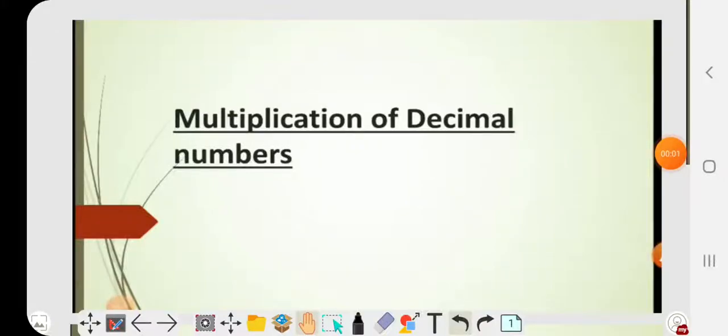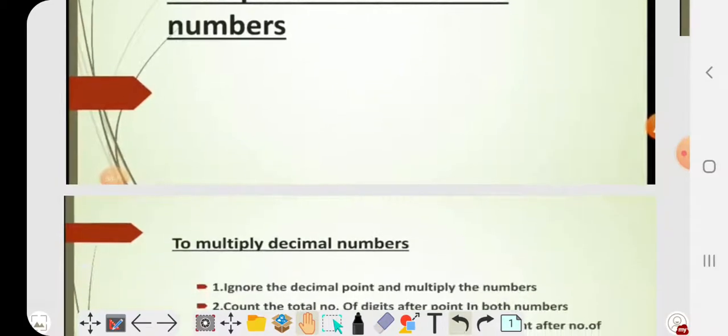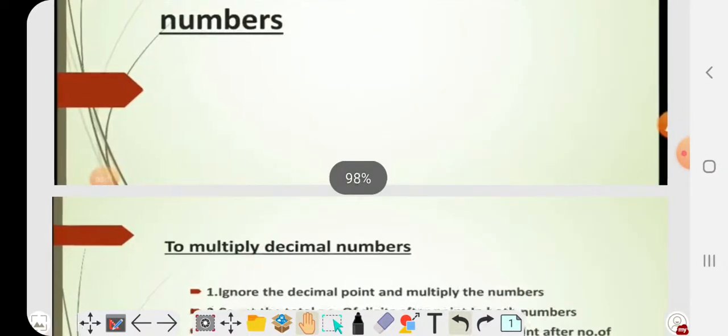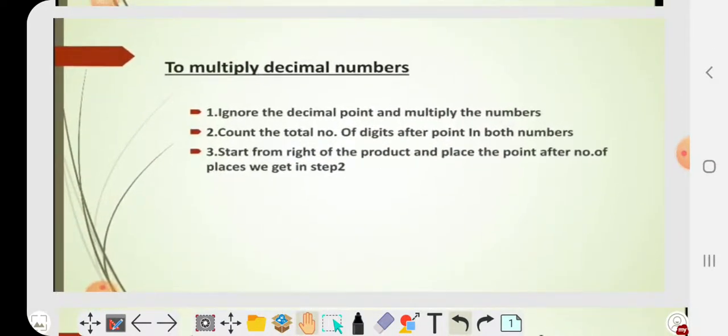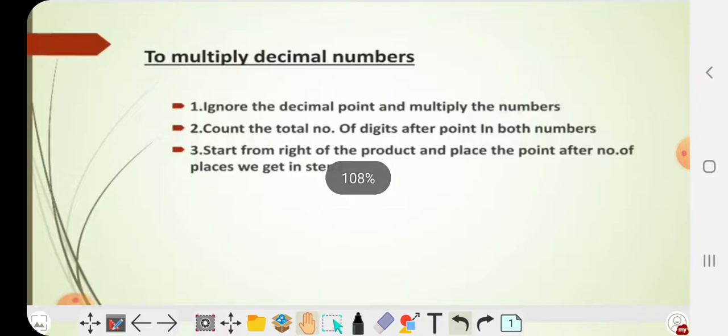Hello students, today we are going to start exercise 2.3, but before this we will know the basic concept of multiplication of decimal numbers, because in this exercise we have to perform the multiplication between decimal numbers. There are some rules which we have to follow while multiplying two decimal numbers.